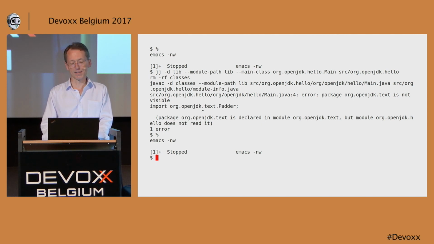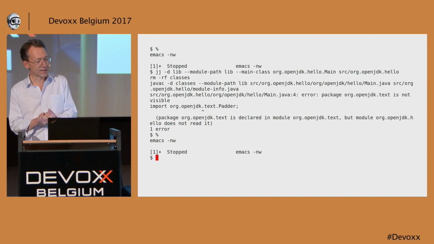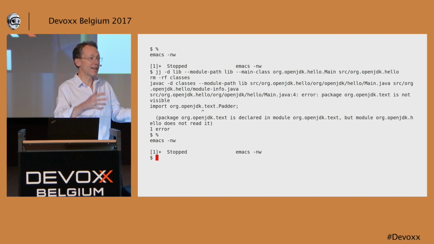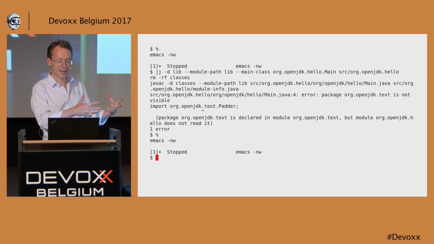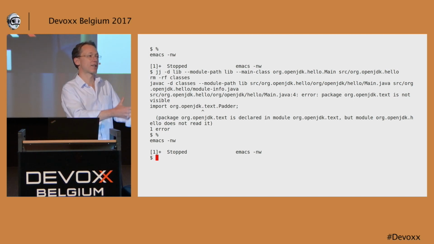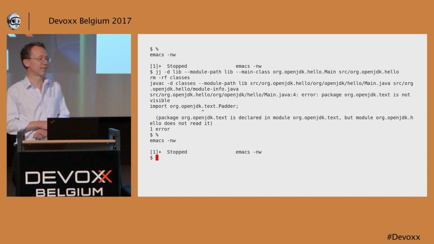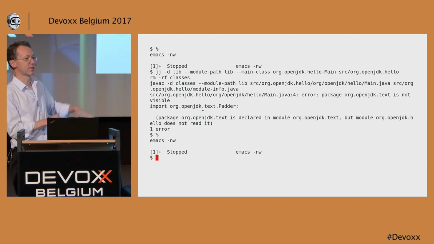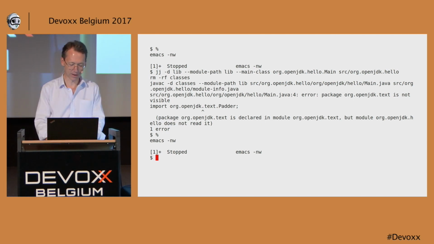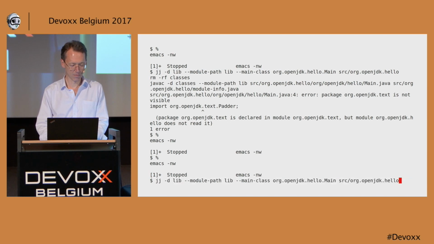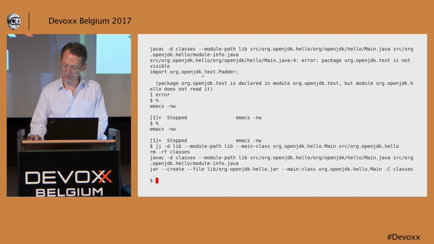Right. So this is an example of a message so sophisticated I have to read it twice. So org.openjdk.text is not visible, is not accessible. And then the compiler explains, well, I see that you've got the org.openjdk.text package in the org.openjdk.text module that you put on the module path, but you didn't say that org.openjdk.hello requires it. Therefore, it wasn't set up to read it, which is the technical term that requires winds up enforcing. So let's put that back.